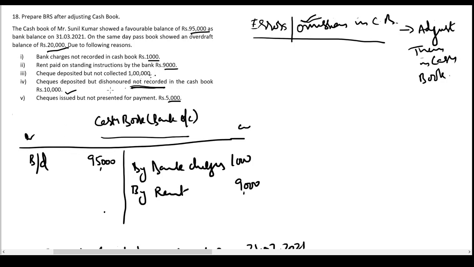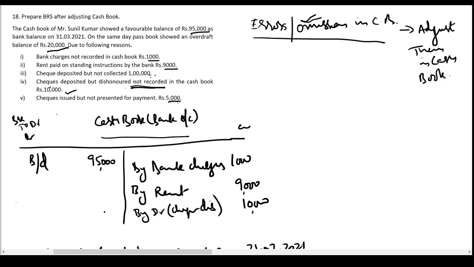Checks deposited but dishonored, not recorded in the cash book. So when we receive the check, we have passed the entry bank account debit to debtor. So earlier we have given a debit to this in the cash book. We have passed the entry bank to debtor earlier, 10,000. Now when the check is dishonored, we have to reverse it. So we'll write here by debtor, check dishonored, 10,000 rupees. It was an omission on our part. That is why we have put this in the cash book.